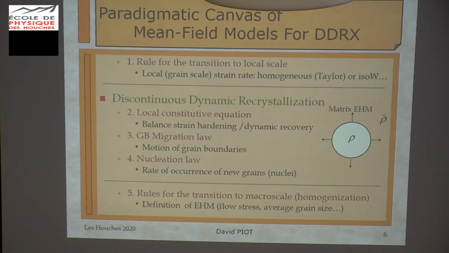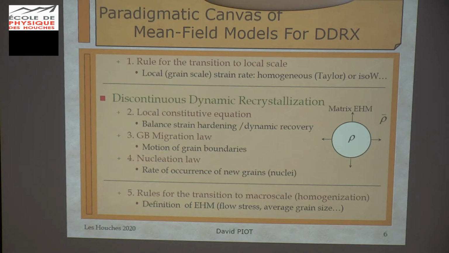So I'm coming back to the paradigmatic canvas of mean field models for DDRX. The first thing, it's not due to the recrystallization, it's just a question of the local description of the boundary condition. So in fact, we need the strain rate in each grain. In my case, we use a simple Taylor assumption. It means that the strain rate is homogeneous, but it's possible to use whatever you want here, for example, an iso-power assumption or a complex model if you want.